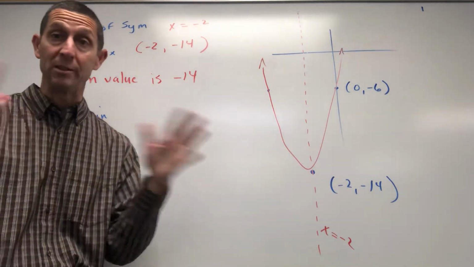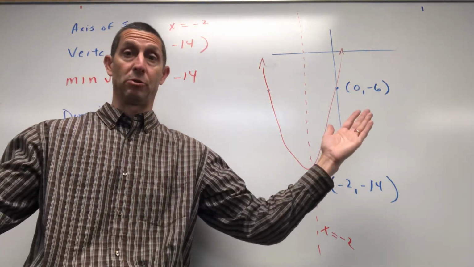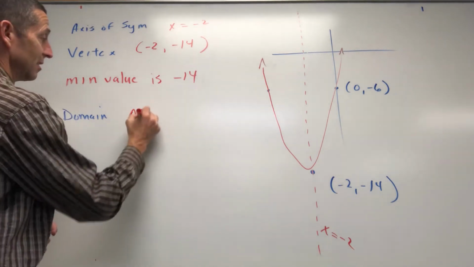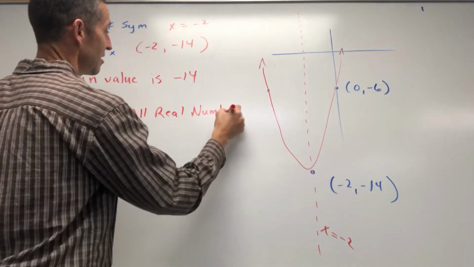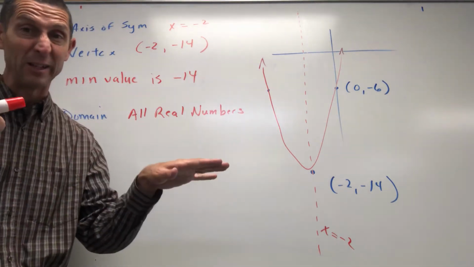So with parabolas it's easy. It just keeps getting wider and wider and wider. It goes both directions. So domain for a parabola is no trouble at all. It's going to be all real numbers. So on these problems on this assignment, that's the domain every time.